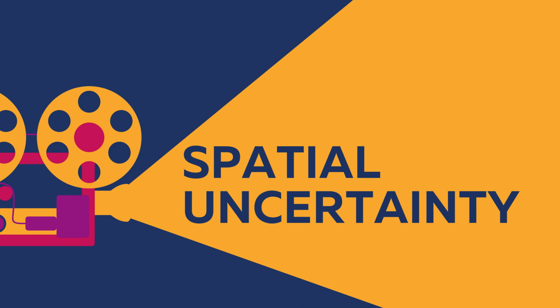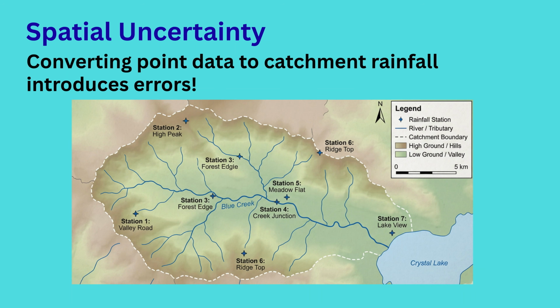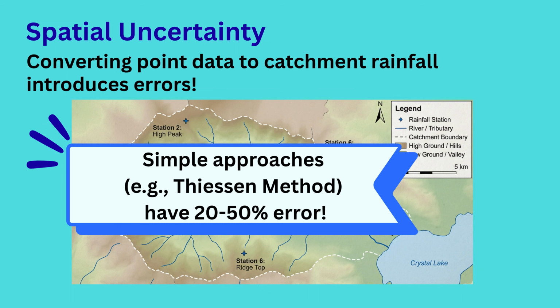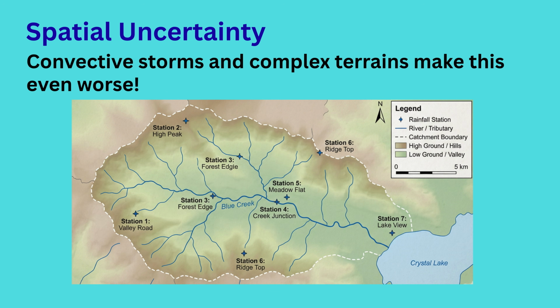Even if measurements were perfect, we still introduce uncertainty when preparing inputs. This is related to the spatial and temporal uncertainties. First, spatial uncertainty. Converting point data to catchment rainfall introduces errors. For example, simple approaches like the Thiessen method have 20 to 50% error. Advanced geostatistical methods like kriging have typical 10 to 30% error. Convective storms and complex terrains make this even worse.